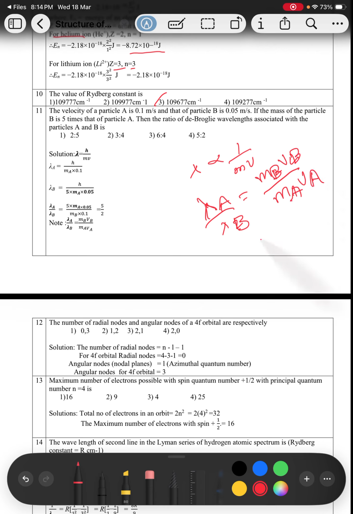Here, by substituting the values, the mass of B is 5 times that of A. So first, A's mass is m, and the mass of B is 5m. The velocity of B is given in the question, that is 0.05. The velocity of A is 0.1. By simplifying this, we will get 2.5, that is equal to 5 by 2. So they are in the ratio 5 by 2. So option 4 is the correct one.